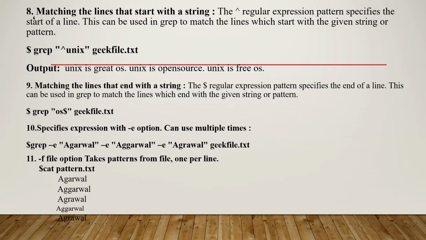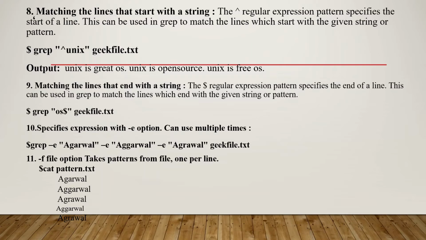A-G-A-R-W-A-L, A-G-G-A-R-W-A-L, A-G-R-A-W-A-L from geekfile.txt. Next you type -f. The -f file option takes patterns from a file, one per line.